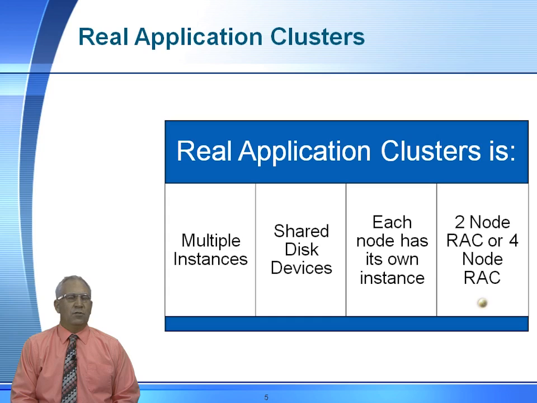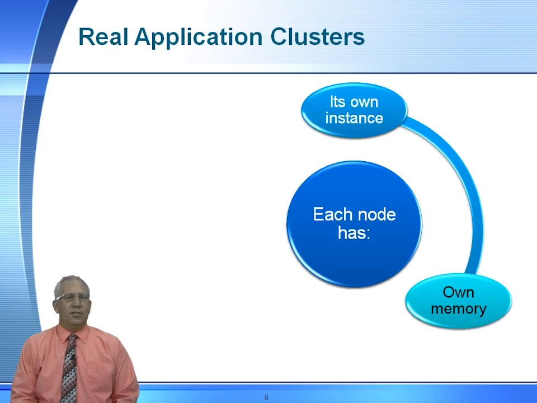So each individual node would have its own individual instance. In Oracle 12c, we can have a 2-node RAC, we can have a 3-node RAC, we can even have a single node RAC, which is also referred to as RAC One Node. So for each individual server, also referred to as a node, they would have its own individual instance. Keep in mind, you do not want to have multiple instances on an individual server.